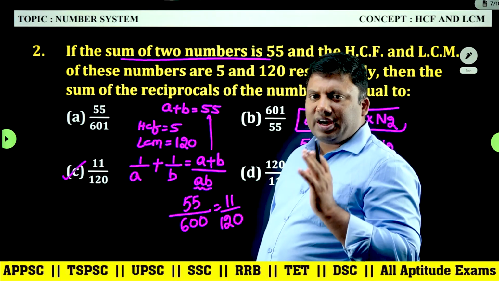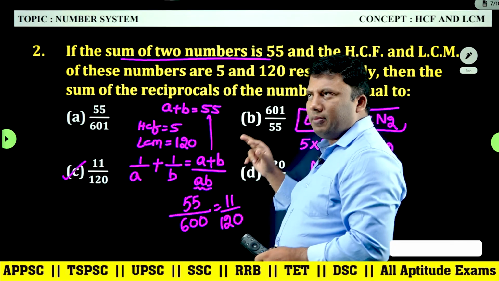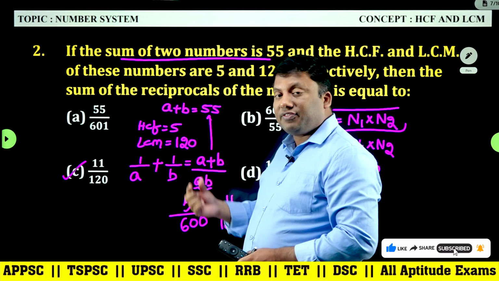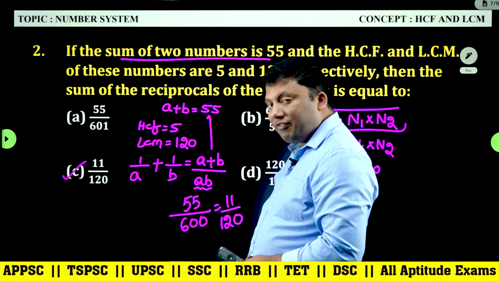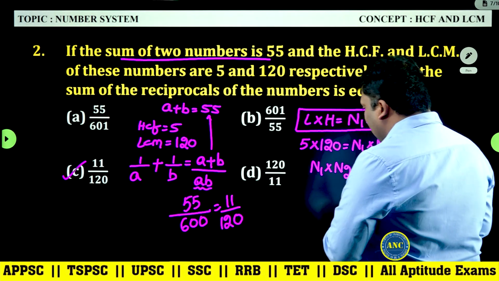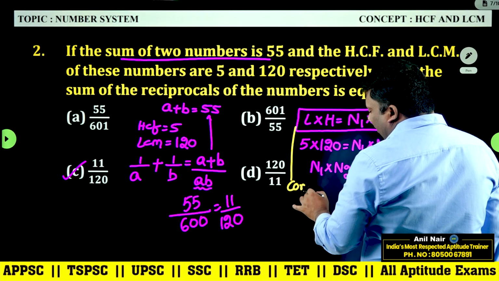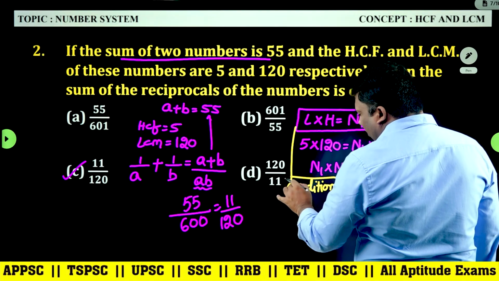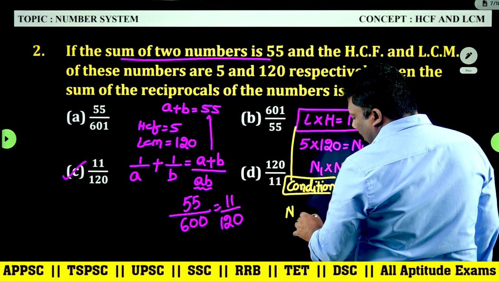Simple question. I read every statement and converted it into a mathematical expression. Sum of two numbers, A plus B, is 55. HCF is 5. LCM is 120. Most students with half knowledge will use this formula without knowing the condition. There is a condition that the product of two numbers is LCM into HCF. Don't blindly use this formula without knowing the concept.